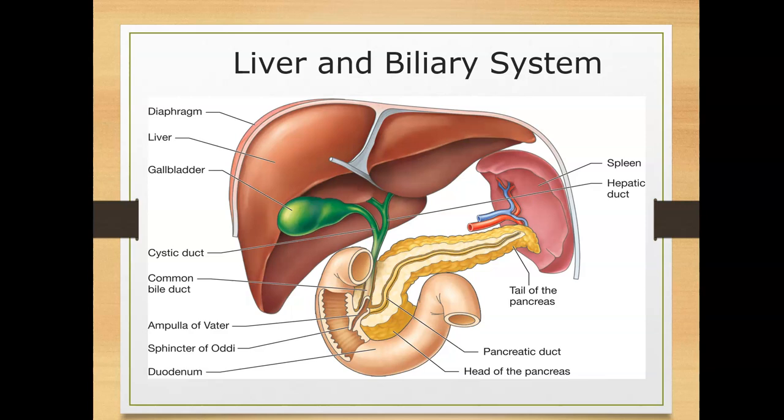First, let's examine the anatomy of the liver and biliary system. The liver is located in the right upper quadrant of the abdomen, and with the body of the pancreas extending into the left upper quadrant.